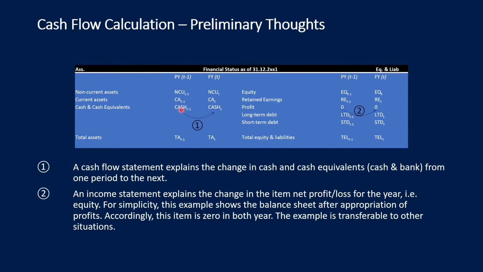So, this video could end here if it was that easy. Of course, that number is not so interesting. What we are interested in is where the change of cash comes from. Does it come from operating activity? Does it come from investment activity? Or does it come from financing activity?